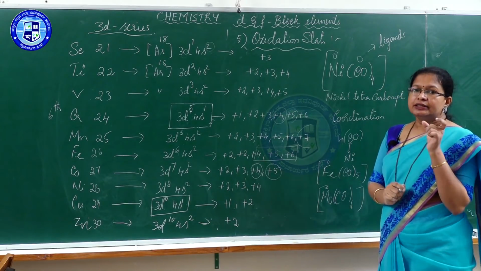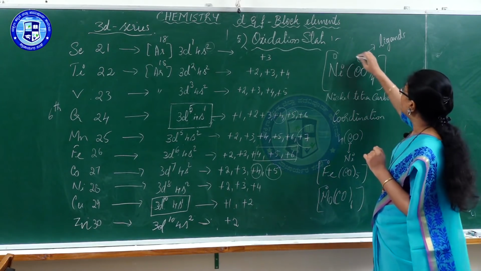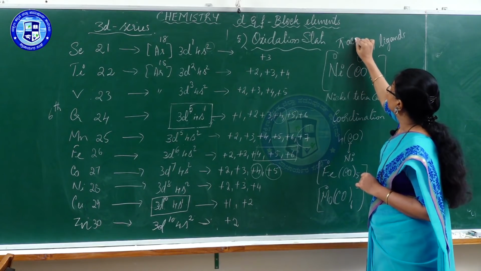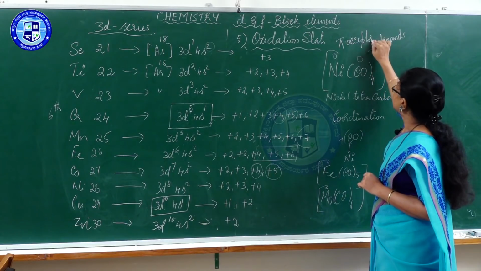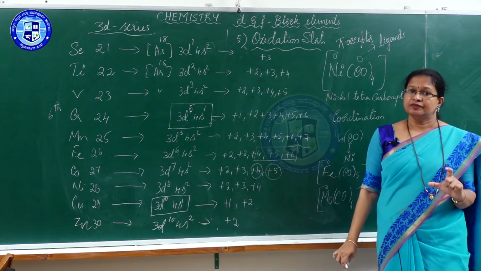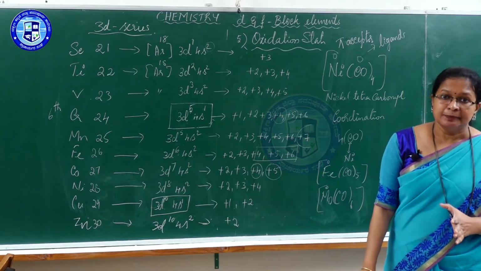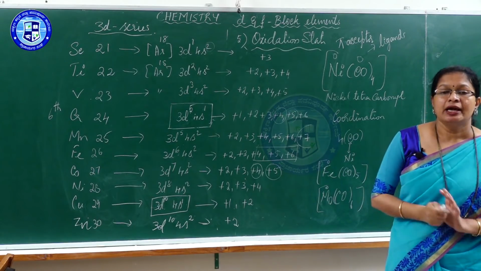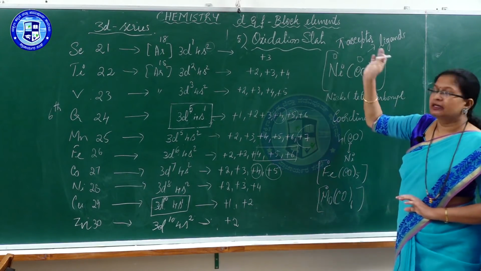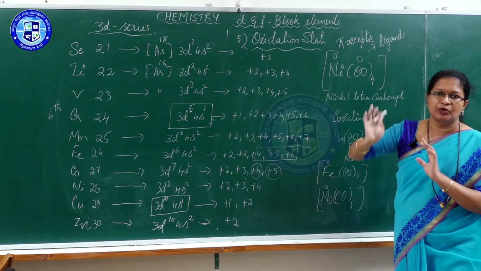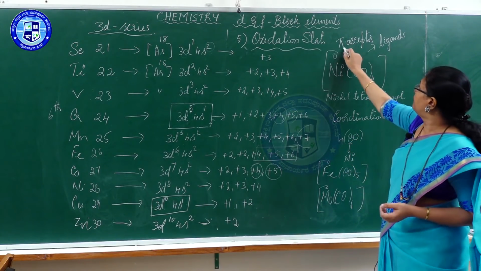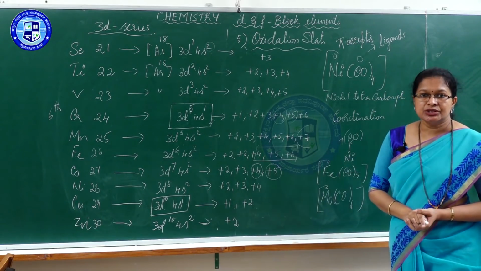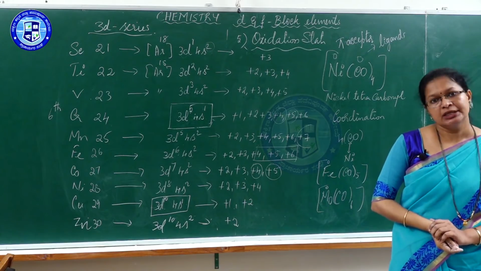Another term I would like to introduce here: this carbonyl is called a pi acceptor ligand. The meaning of this you will learn in the coordination compounds chapter. Carbonyl is a type of pi acceptor ligand. Pi is in terms of pi bond, you know, sigma bond, pi bond. In that way, it is a type of pi acceptor ligand with which some of these elements can form coordination compounds in the 0 oxidation state.